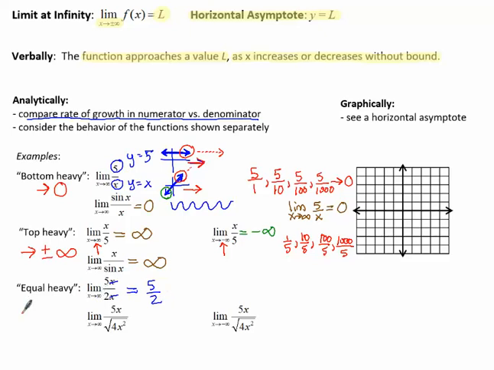But ultimately, that's the shortcut to figuring out these limits at infinity: we're taking the leading coefficients. So the function will be approaching, I'm going to call it a over b, where a and b are the leading coefficients.